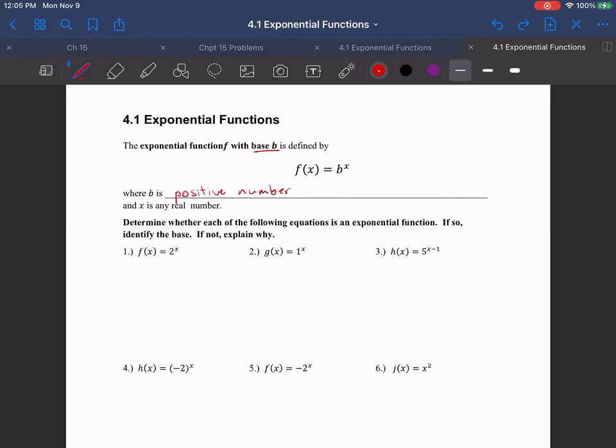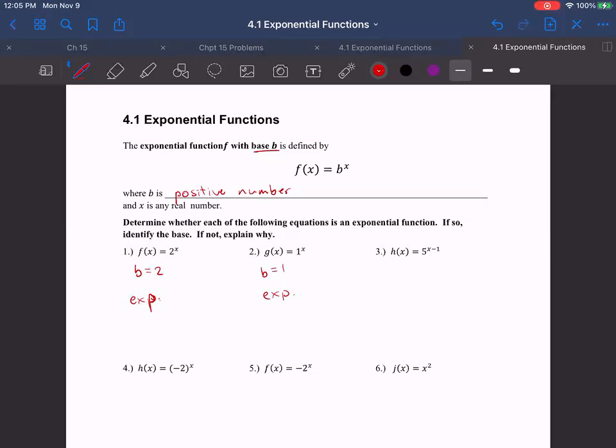It says determine whether each of the following equations is an exponential function. If so, identify the base. Look at this first one here. This is an exponential function. We have a base b equals 2, and it's a positive number, right? And so therefore, yes, this is exponential. All right. If we look at the next one here, we have a base equal to 1. It is a positive number, so yes, this is exponential.